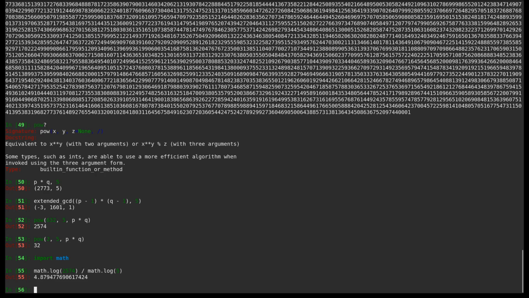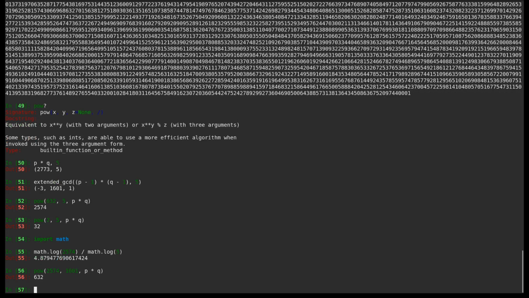That's a hard problem. And so if somebody only knows 2574, they're not going to be able to turn it into 632 unless they happen to know 1601. And I'll show you. pow(2574, 1601, p times q). Well, what do you know? 632. How on earth did that work? Well, you'll have to tune in for the next video to find out.